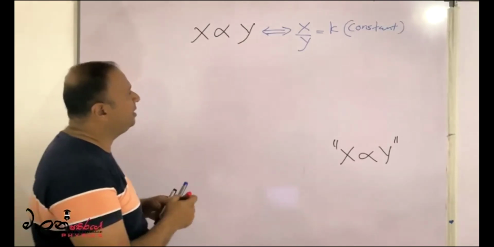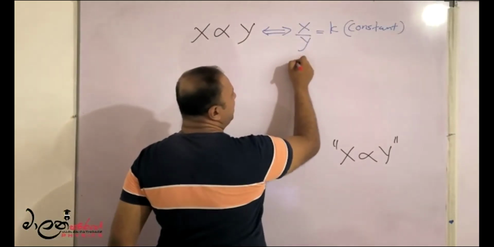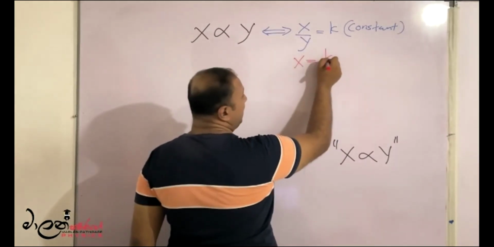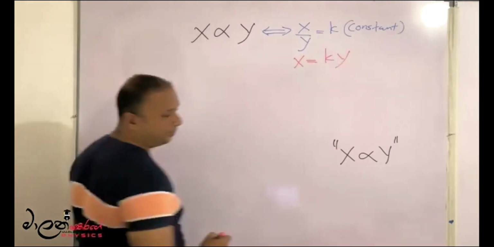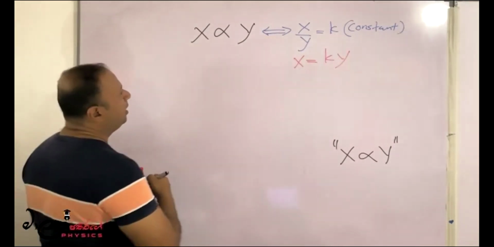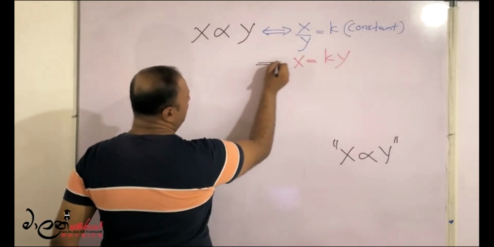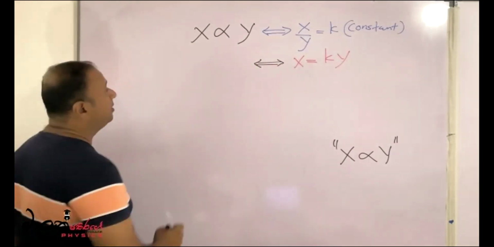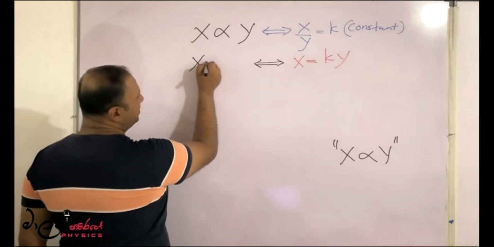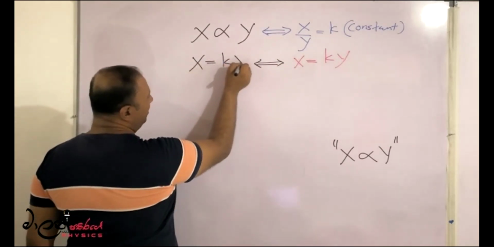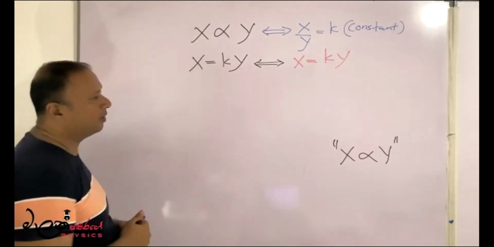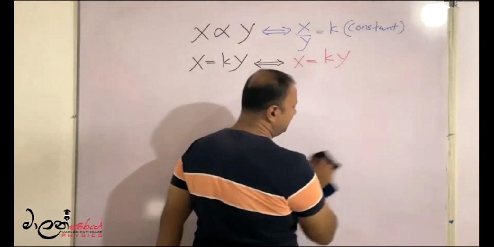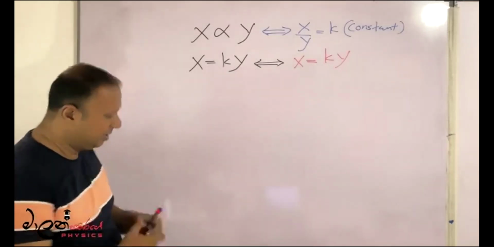That means I can make x the subject. x equals k into y. So if I am given this kind of relationship, then I can write x equal k into y. F equal k into y.